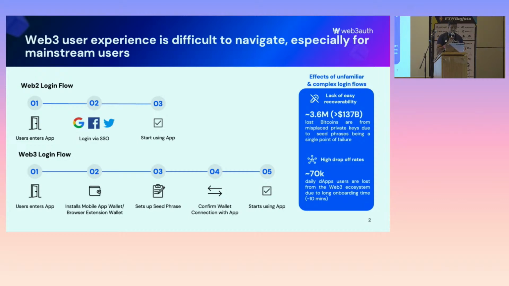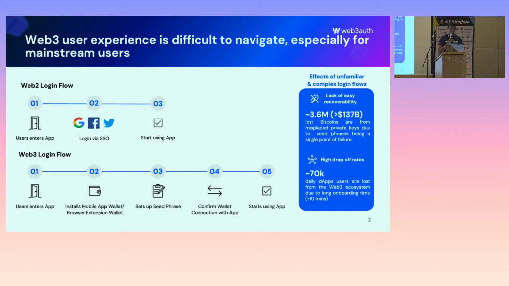But if you look at the Web3 login flow, it's a bit different. It's dramatically more complex. The user needs to enter an app, install a mobile app wallet or an extension, set up the seed phrase, and we need to educate the users about securing those seed phrases. They need to connect the confirmation between wallet and app, and we need to talk about the extensions and all. And after that, the user will start using the app.